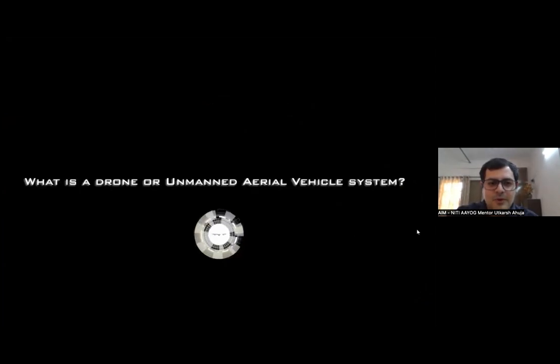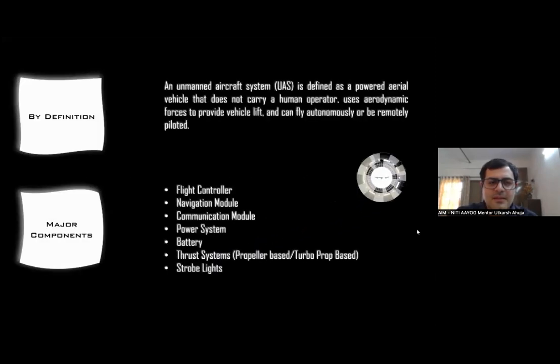So what is a drone or unmanned aerial system? By definition, an unmanned aerial system or UAS is defined as a powered aerial vehicle that does not carry a human operator, uses aerodynamic forces to provide vehicle lift, and can fly autonomously or be remotely piloted. That's a basic definition of an unmanned aerial system.